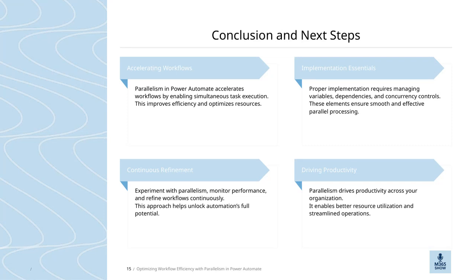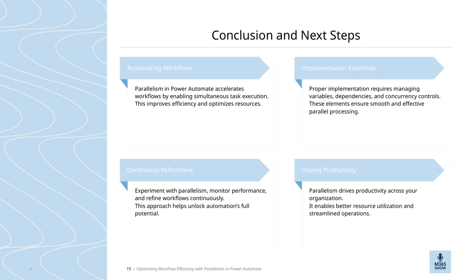Now, as we wrap up, let's focus on the key takeaways. Optimizing workflow efficiency with parallelism really can drive significant productivity across your entire organization. By enabling tasks to run simultaneously, you make better use of your resources and streamline operations, which ultimately saves time and boosts output. Driving productivity isn't a set-it-and-forget-it process.